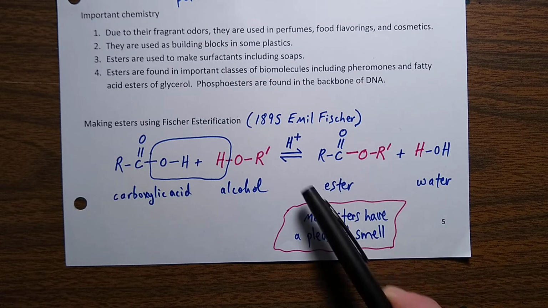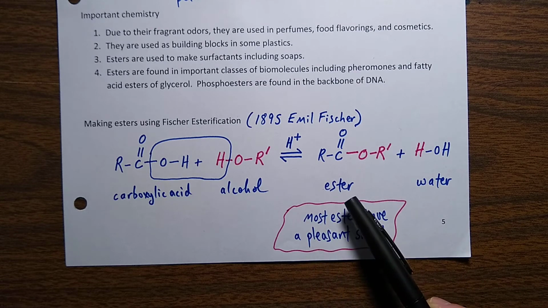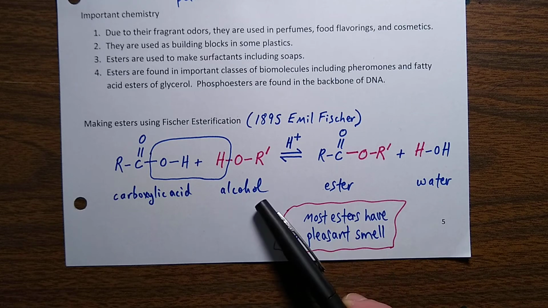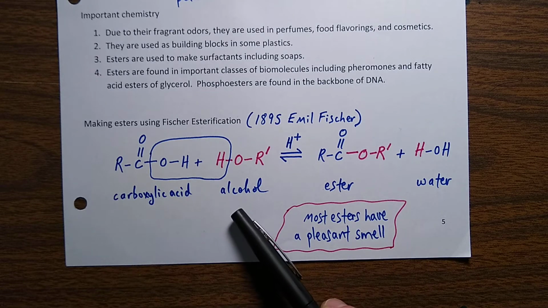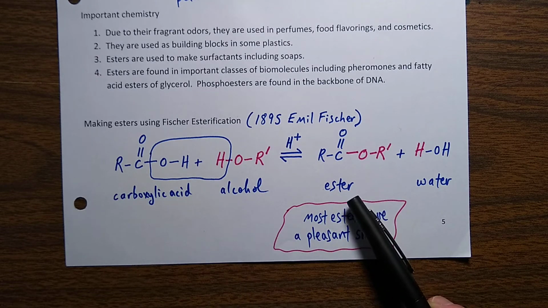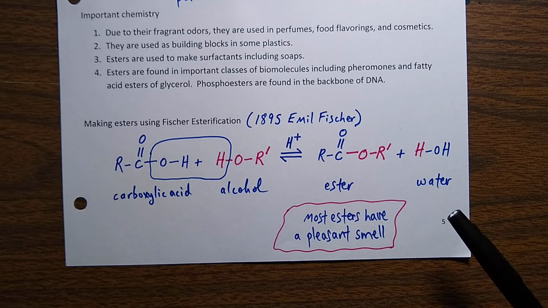That's what we want. I write this as an equilibrium because the energy of esters and water is very similar to the energy of the alcohol and acid that make it. So when chemical companies make esters on a very large scale, they generally will boil them off as they make them.